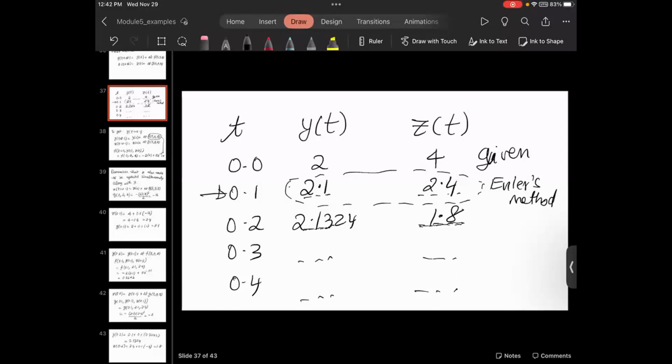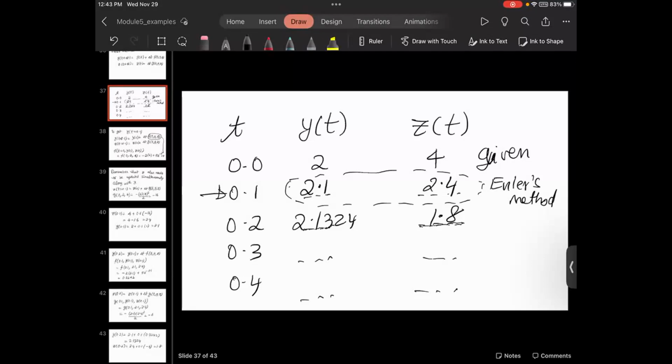So when you're ready, let me know if you are getting these values. I got Z. I'm a little off on Y, but I got Y. I'm still working on Z right now. So Richard, what value of y did you get? I got 2.1324. Okay, and April, what value of z did you get?